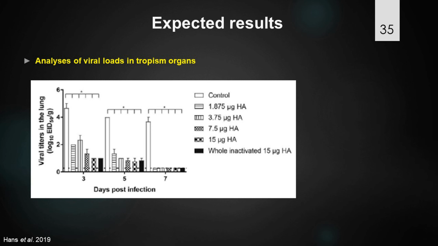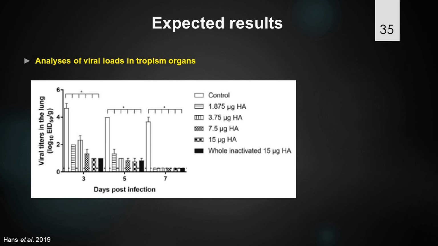So in the case of our study, we would probably collect brain samples from the mice of our animal or preclinical model, because rabies infects the spinal cord and brain tissues.